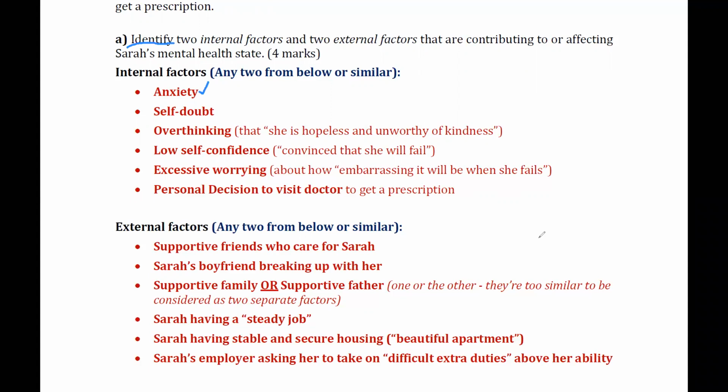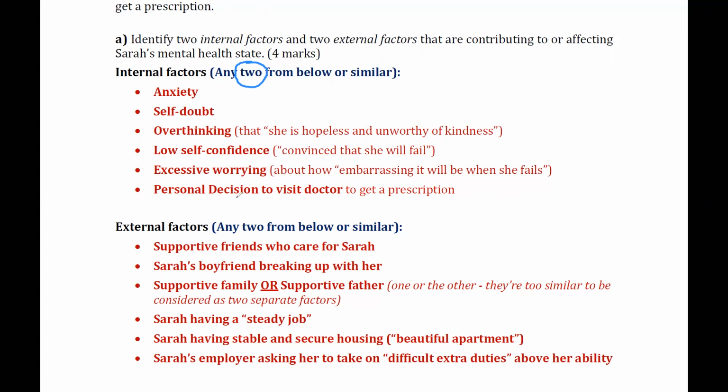Okay, so these are some possible answers. You guys got to pick any two. So if you mention any of these two, that should be fine. So anxiety is one, self-doubt is one, overthinking, low self-confidence. So there's this constant pattern that she's convinced that she'll fail. She's convinced that she can't do her work really well, etc. A lot of worries prevalent in the scenario.